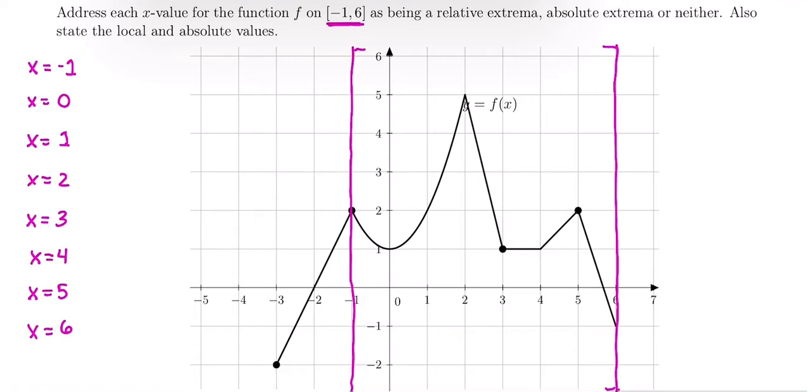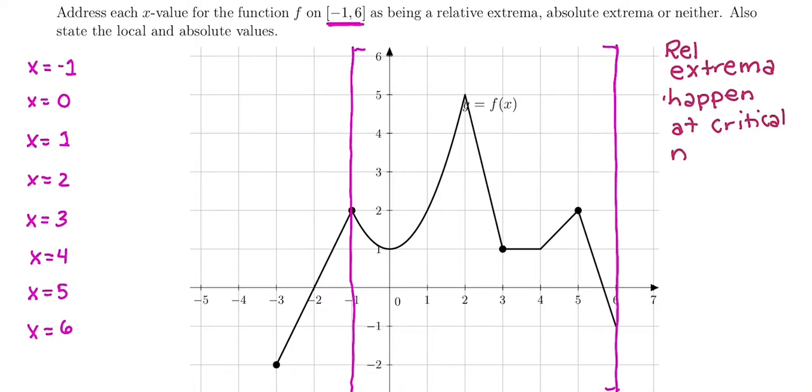Looking at this graph, we want to just label what's happening, first of all, with the first derivative. So we want to find any critical numbers so that we can find relative extrema. Relative extrema happen at critical numbers, so we'd want to find where those are.